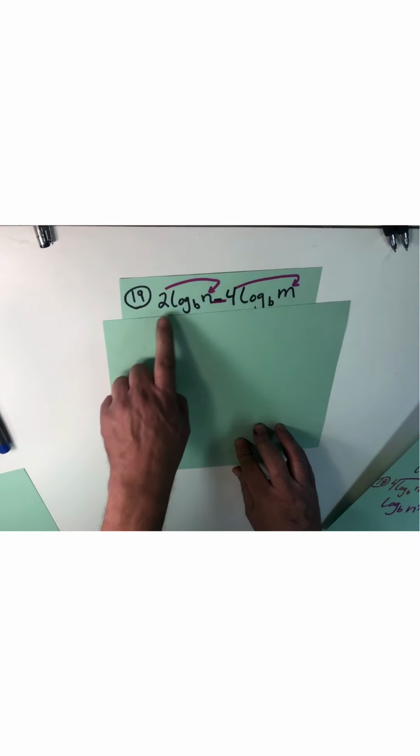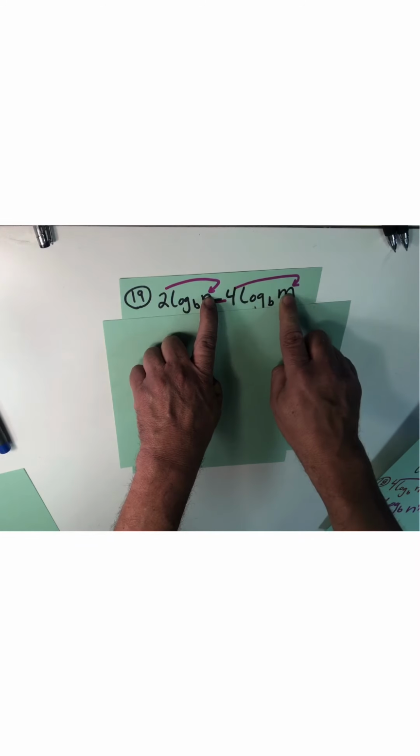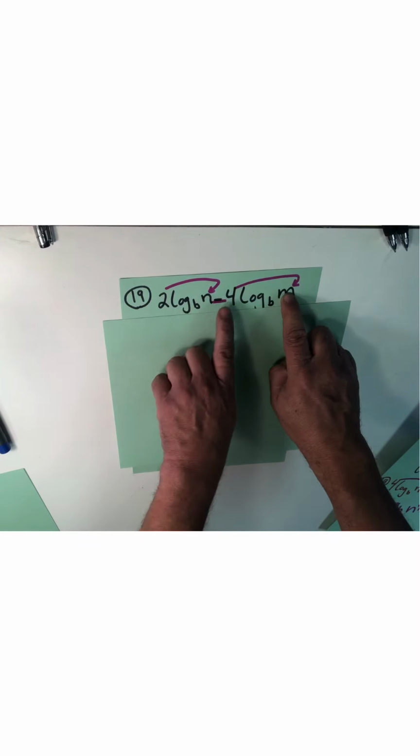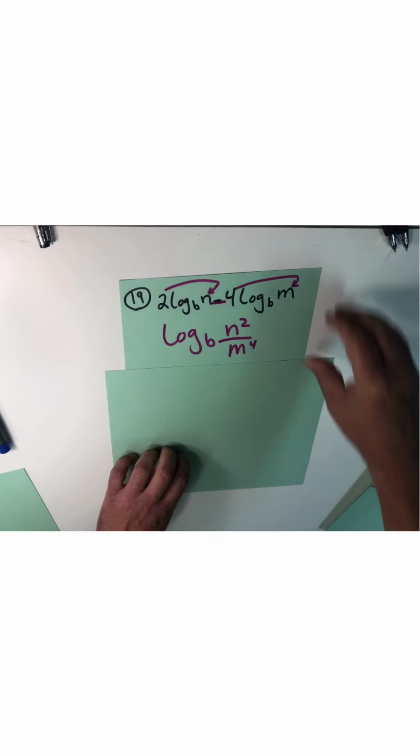Number 19. Okay, let's see what this guy brings. Again, I have a power of 2, so it's going to go up here as n squared. I have a power of 4, and it's going to go here as m to the 4th. However, that's a minus, which means it's division. And yes, believe it or not, we're done with that one.